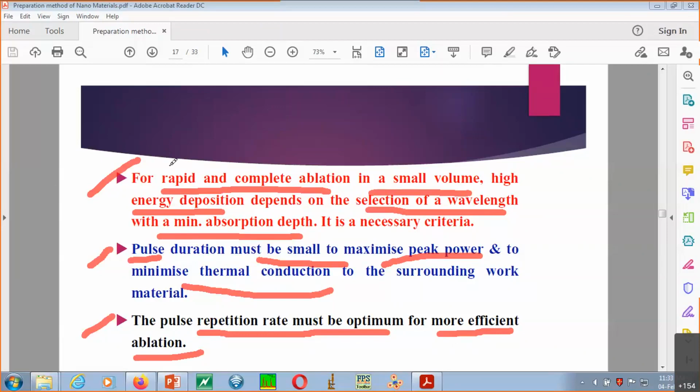What am I saying is, see, if you want to complete this process rapidly, then you have to target a small volume. Whatever target material you have, you strike on a limited volume only, because we cannot cover the entire surface or entire volume of that particular metal. So you focus on the small volume, and from there you can remove the surface particles.